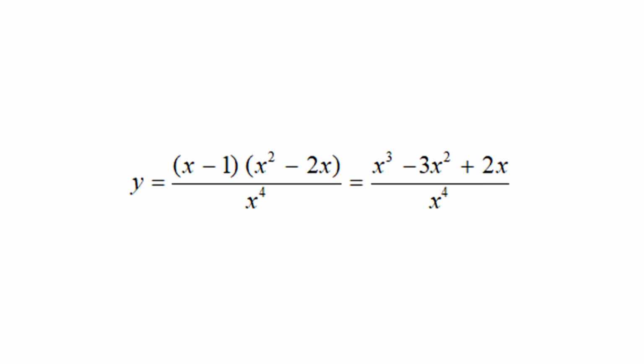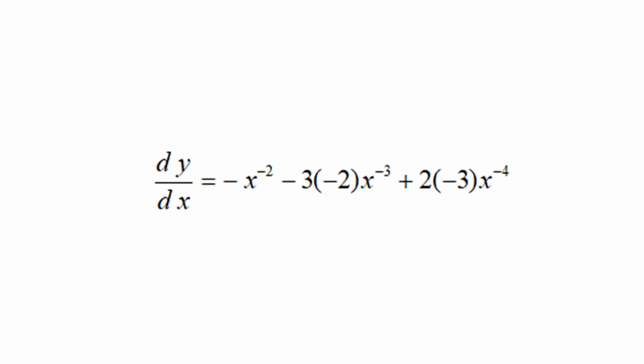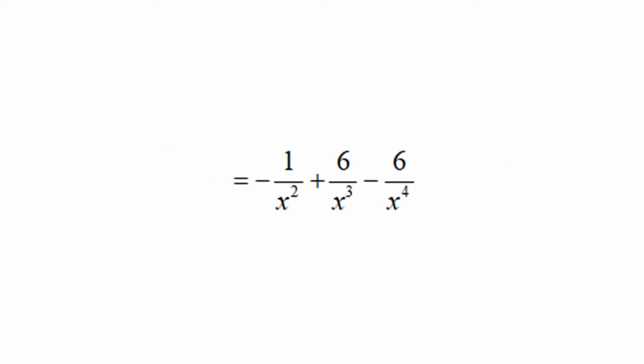Then actual division by x⁴ gives y = x^(-1) - 3x^(-2) + 2x^(-3). Then using the sum and power rule, we obtain dy/dx = -x^(-2) - 3 times -2x^(-3) + 2 times -3x^(-4), which is equal to -1/x² + 6/x³ - 6/x⁴.